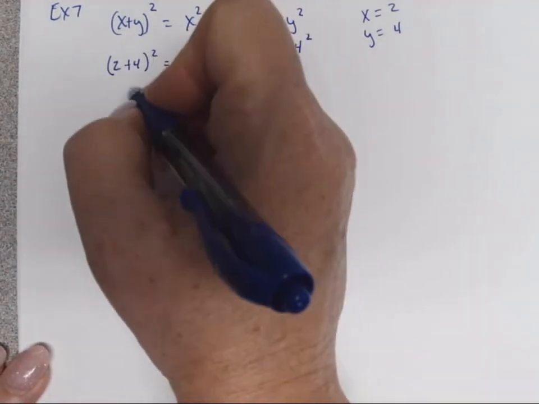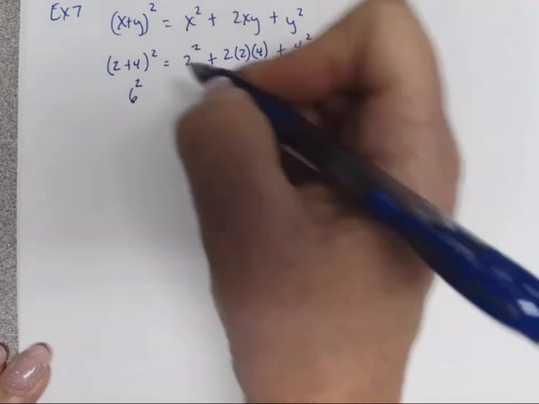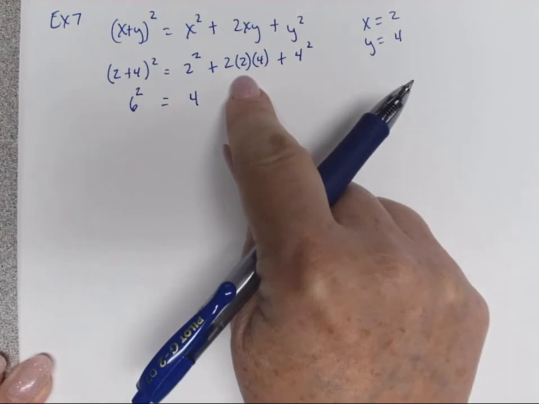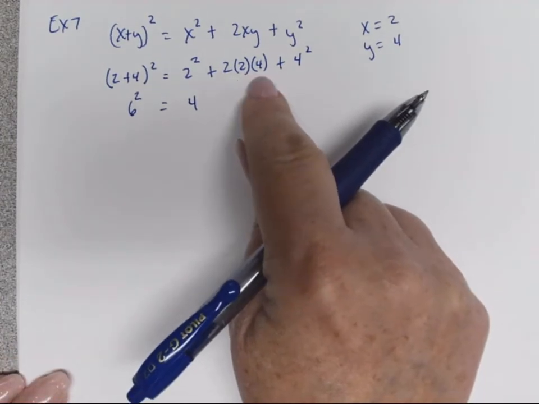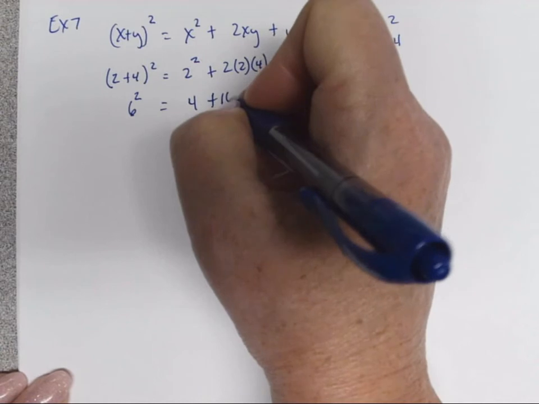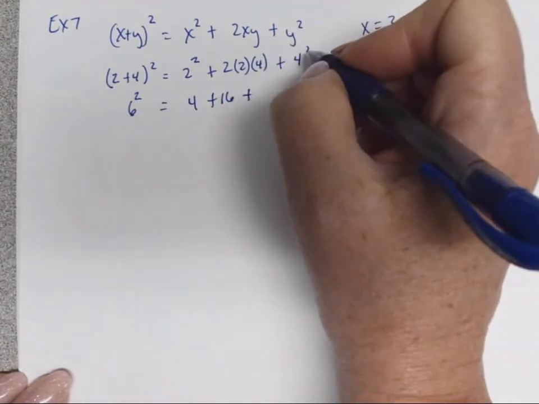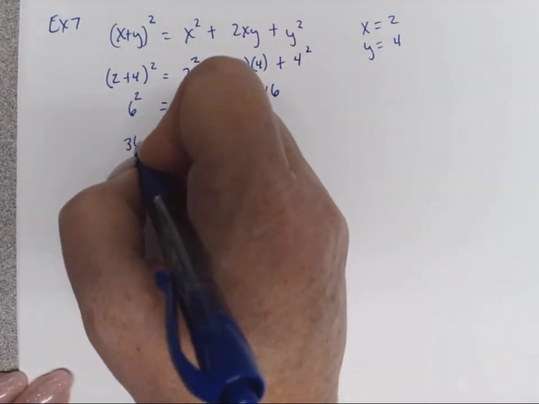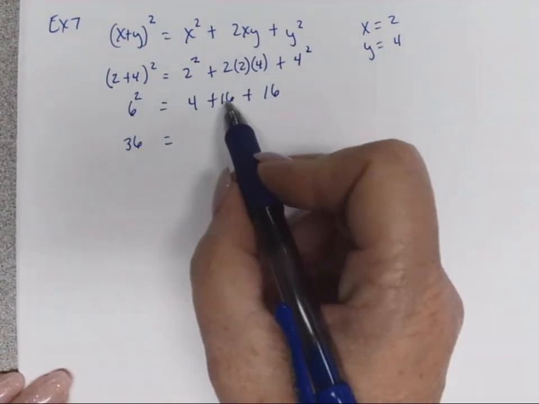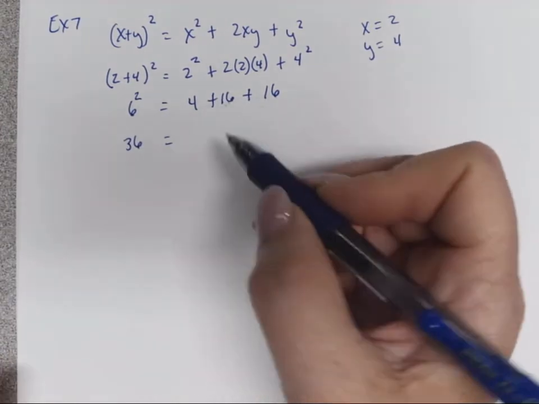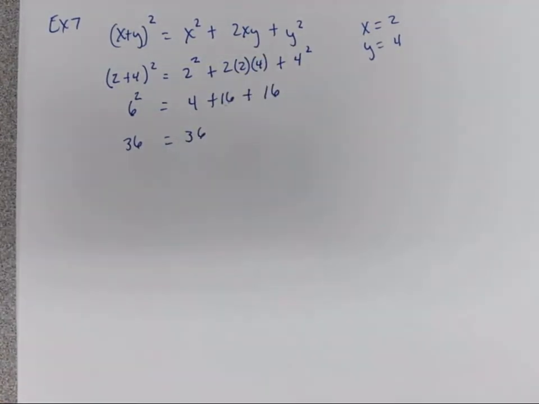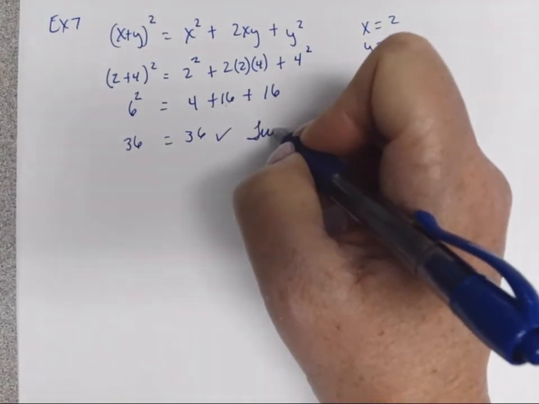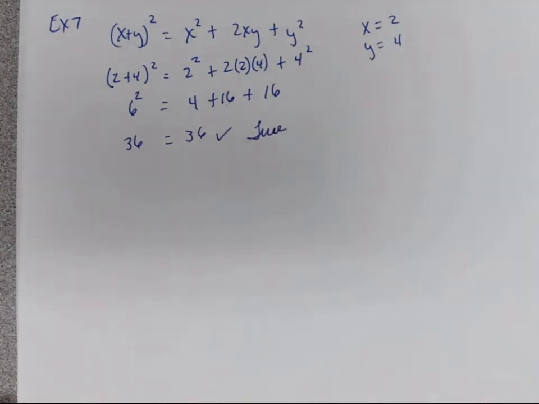So 2 plus 4 would be 6. We're now squaring 6. 2 squared is 4. 2 times 2 is 4. Times 4 is 16. Plus 4 squared, that's 4 times 4, which is 16. 6 squared is 36. 4 plus 16 would be 20. 20 plus 16 would be 36. Oh, 36 is equal to 36. This is true. This is a true statement. Sweet.